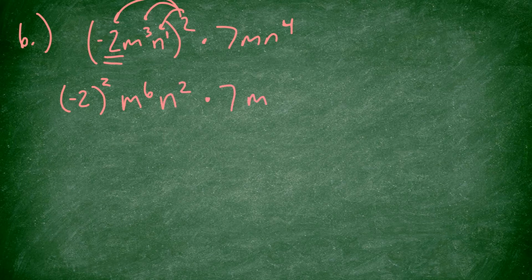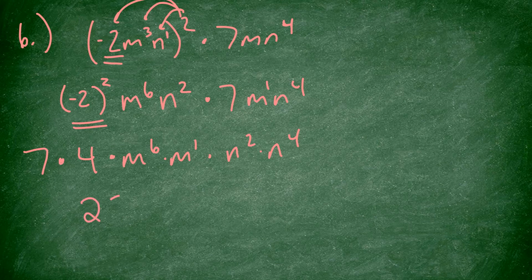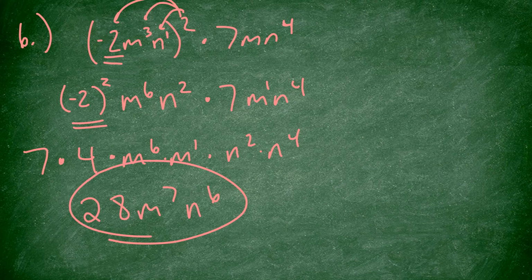Now 7 m n to the fourth. Negative 2 squared is positive 4. And now I'm going to put the m's together, so it's times m to the 6th times m to the first, that's a little 1 there, times n squared times n to the 4th. And then I'm going to put the 7 up here. So I get 28 m to the 7, n to the 6. Final answer.